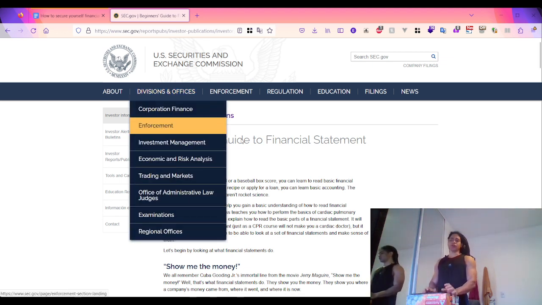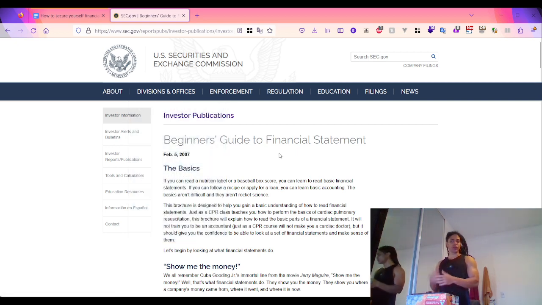So I'm going to make again a quick recap of this beginner guide to financial statements, where in this section they show you that if you're able to read nutrition labels or a baseball or soccer box score, you can learn to read the basics of accounting, the basic part of a financial statement. And if you can follow a recipe or apply for a loan, you can learn the basics of accounting. And the basics are not rocket science.